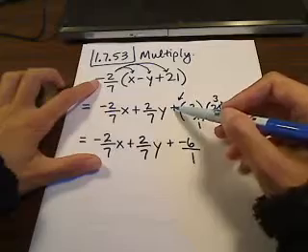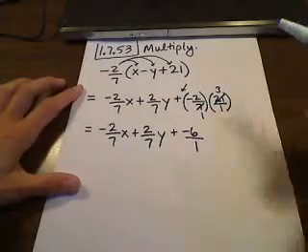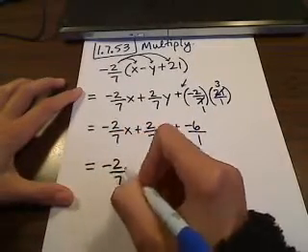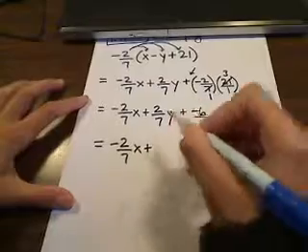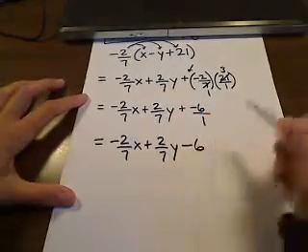It kind of becomes confusing. Well, it depends on how you think of it, but if you like to leave it out front, that's fine. I got plus a negative here. That's actually just a negative, so -2/7 x plus 2/7 y, and then this just becomes -6.